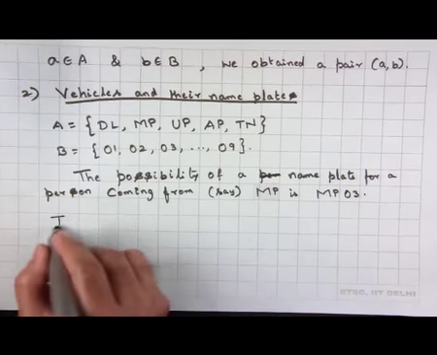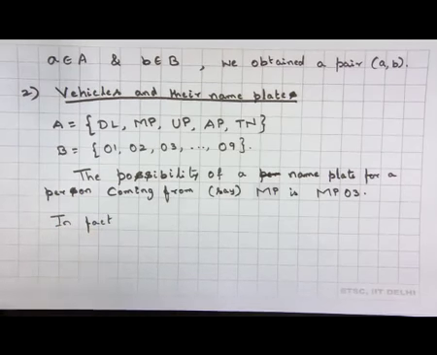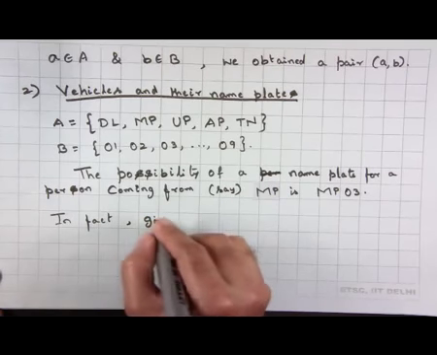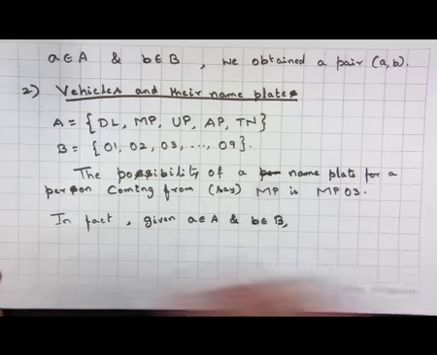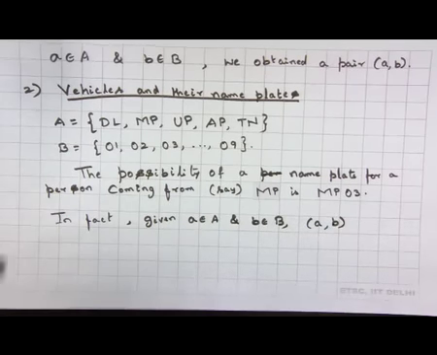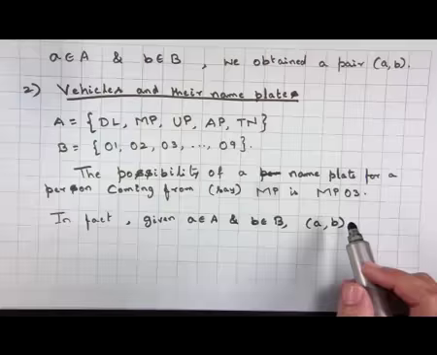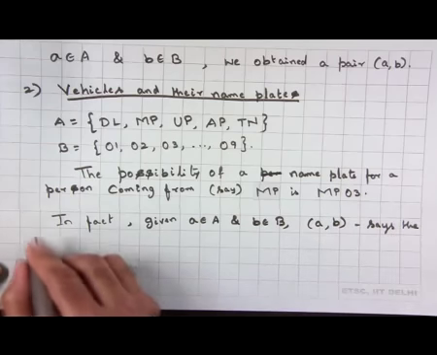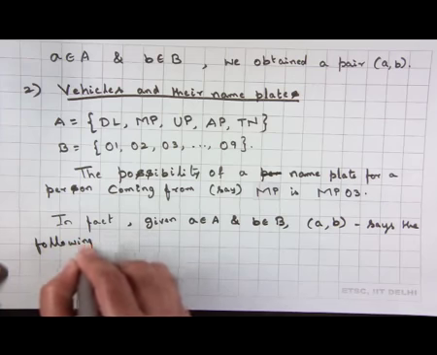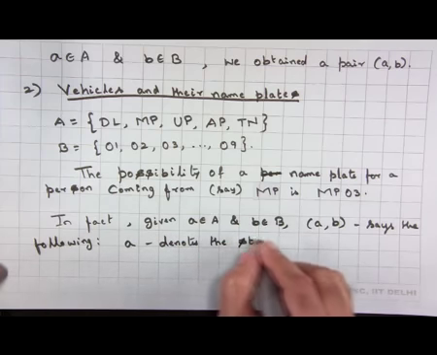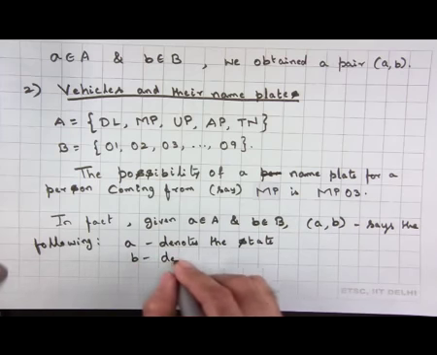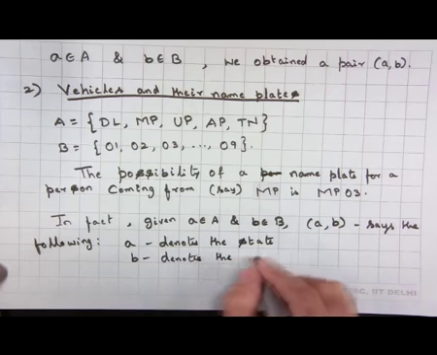In fact, what is happening? Given a in A and small b in capital B, the pair a comma b tells you, the first a tells you the state to which the vehicle belongs. The pair a comma b says the following: a denotes the state, b denotes the number of the vehicle.